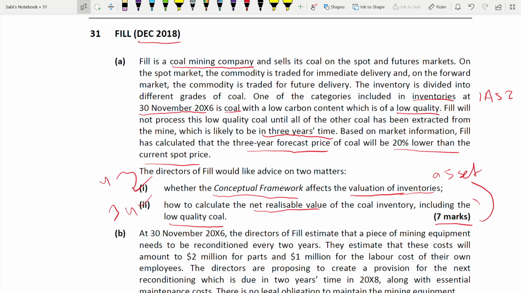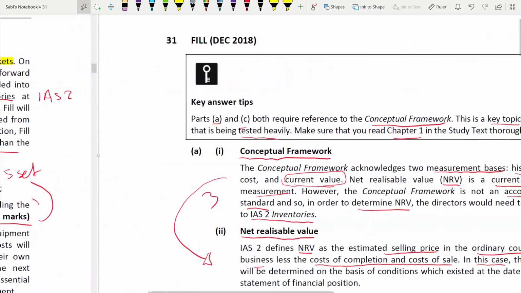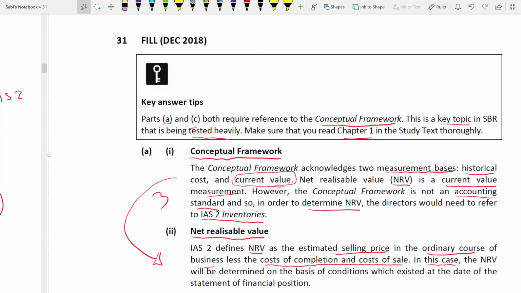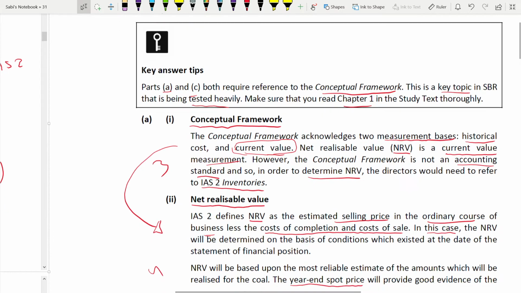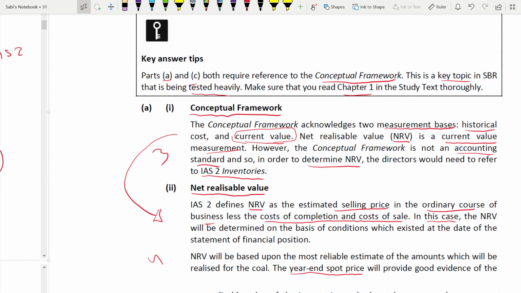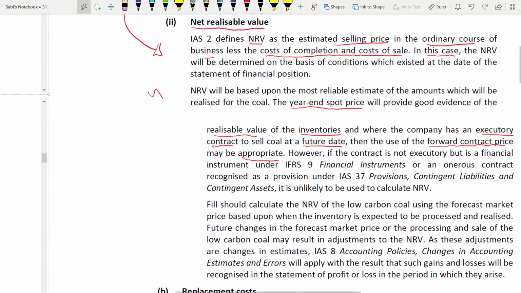You need to go again to the requirement and see what it is. It is a mining company. Okay, let me highlight it. And its sales are sold on the spot and future market. On the spot market, the commodity, this is a commodity, the coal. What does it mean? Coal is a non-financial asset and you are using a contract to sell it. You are going into a future contract or a forward contract to sell it, right? To know that, you have to know the rule of IFRS 9, executory contract. It is there under IFRS 9.